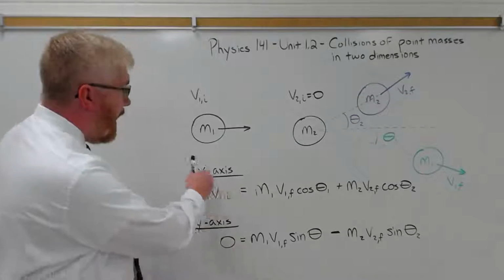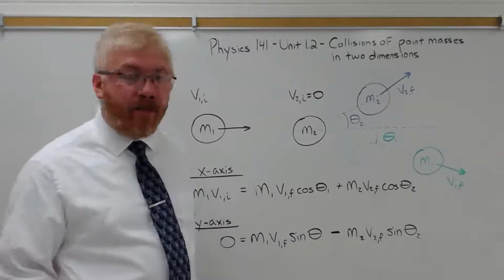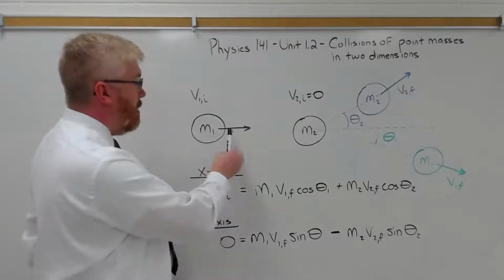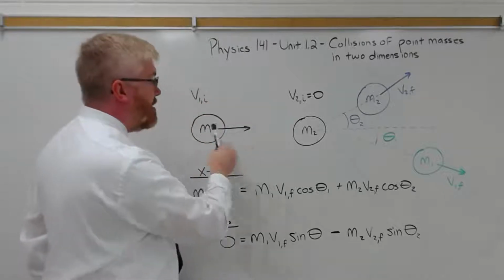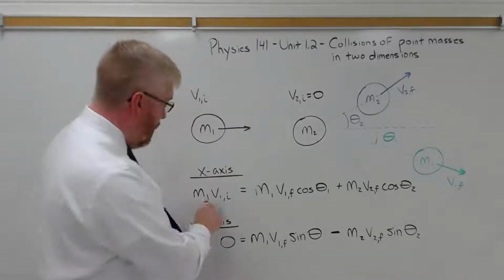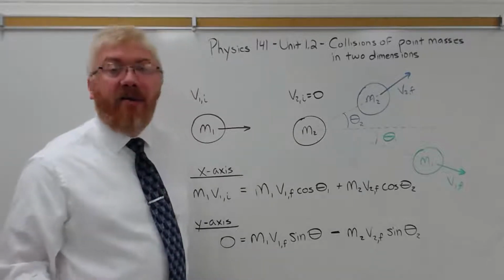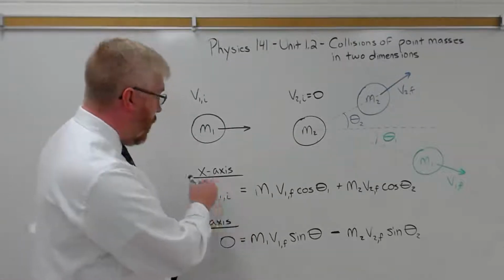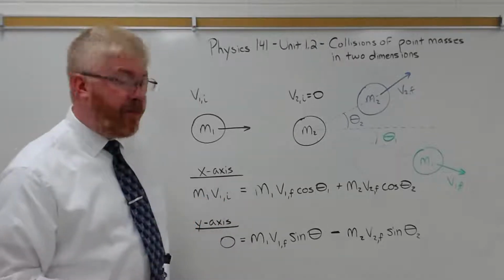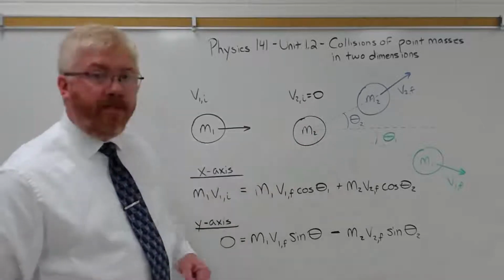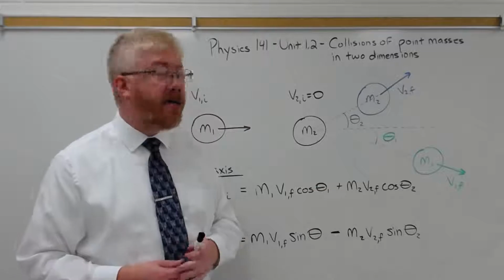So in the x-axis, before the collision, what's the total momentum of the system? Well, you have mass 1 with the initial velocity, v1 initial, just in the x direction. Mass 2 is stationary, so it has no velocity, therefore it has no momentum. So the total initial momentum is just the momentum of the first object. After the collision, both objects are moving and both have momentum. Now we have to worry about both objects.